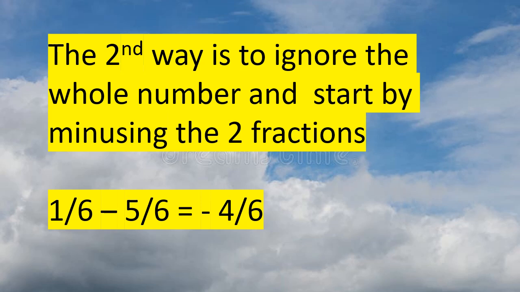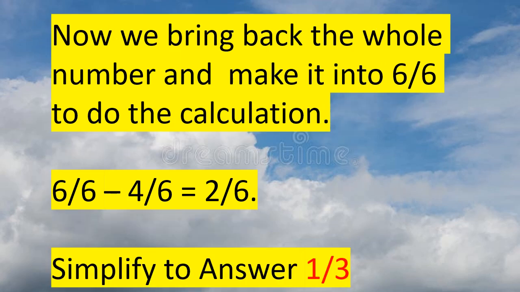The second way is to ignore the whole number and start by minusing the two fractions. So we have 1 by 6 minus 5 by 6, and the answer to that calculation is minus 4 by 6. Now we bring back the whole number and we make it into 6 by 6 to do the calculation. So we have 6 by 6 minus 4 by 6 equals 2 by 6. And again, we simplify that to 1 by 3.